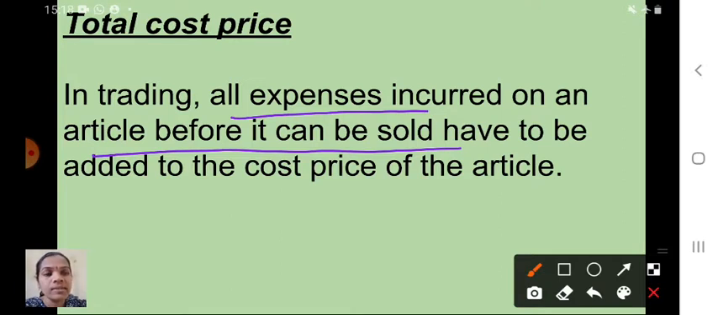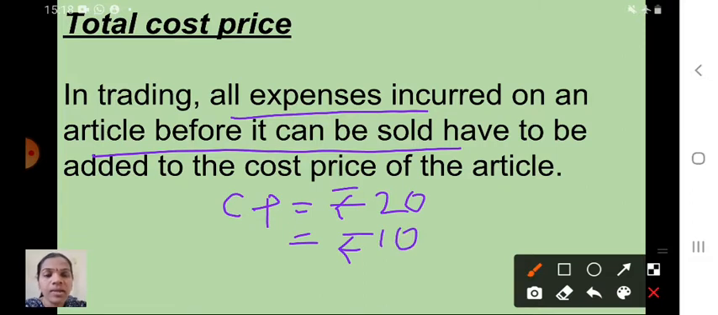Okay, children, see here, one example I will give. One notebook you have to purchase. That notebook's cost price is 20 rupees, but the shop is near the station. So you have to go to the station from your home. That auto charge is 10 rupees. So now the total cost price of that notebook is 30 rupees.